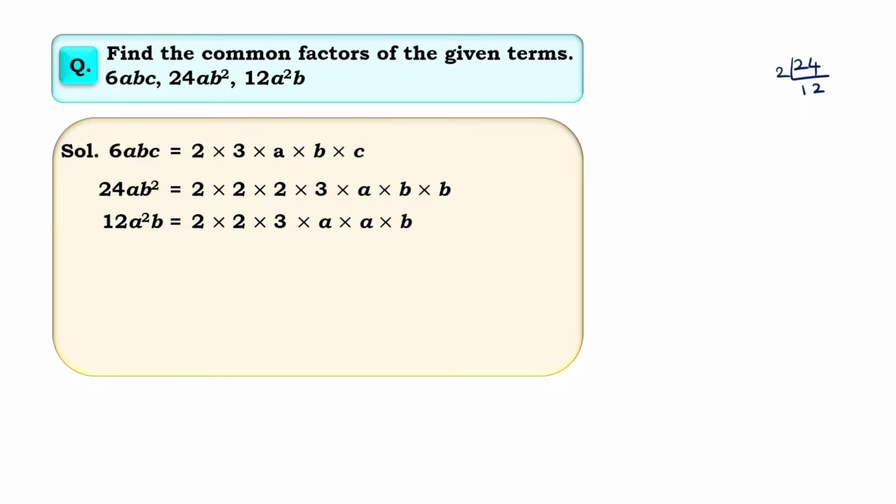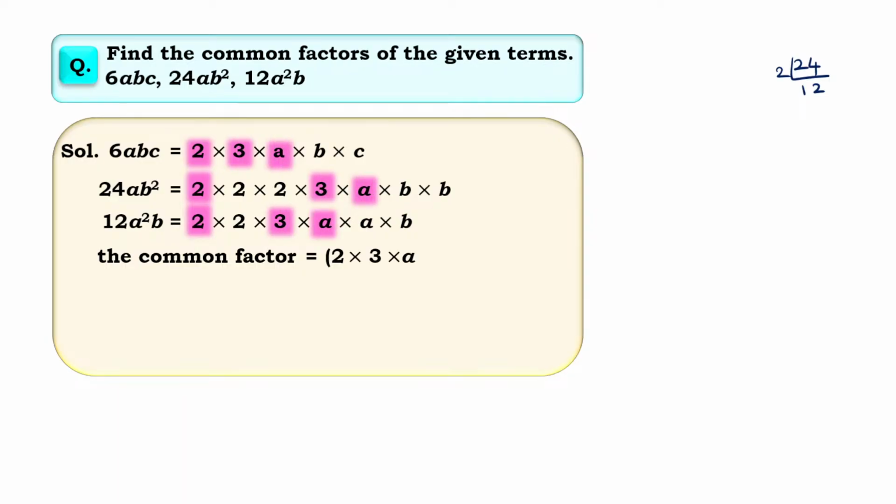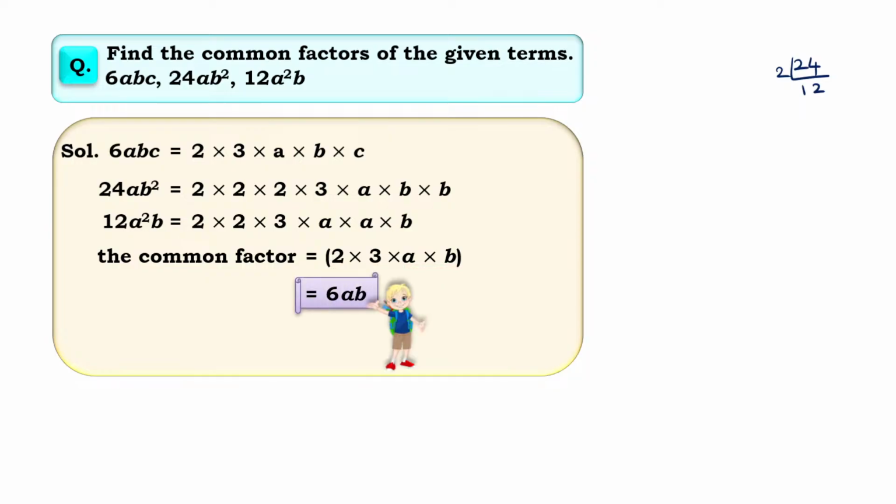Now let us find out the common factor. You see here I don't write 1, because we have common factors other than 1. So 2 is a common factor, write it down once. 3 is common, write it down once. a is common in all the 3 terms, write it down. Then b is common in all the 3 terms, write it down. So the common factor here is 2 into 3 into a into b. 6ab is the common factor for these 3 terms. Hooray.